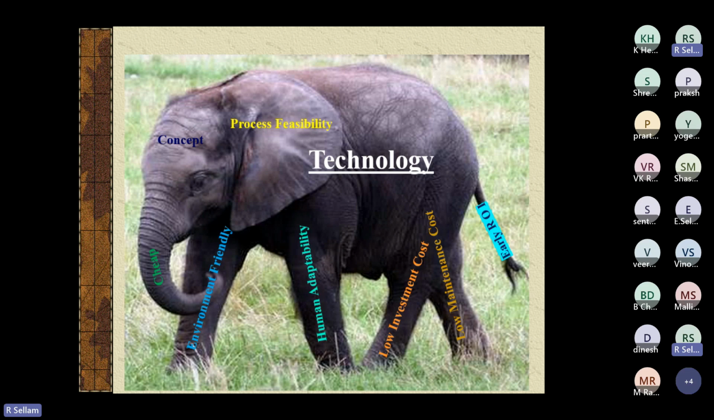You have to start with the concept, then process feasibility, then whether the process is environment friendly, whether it is cheap, whether humans can adapt to it very easily. It should have low investment cost, low maintenance cost, and early return on investment. There are two groups of people, one favoring technology and another favoring science. There are a lot of conflicts, so we should minimize them. My request to all is to join hands to minimize the missing links and missing concepts, so that we can do something better for our country.